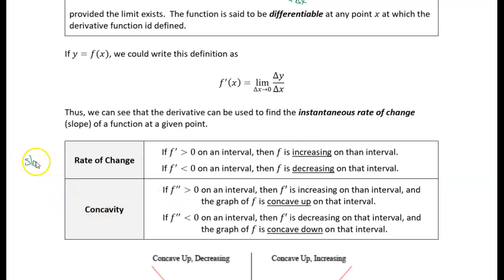All right, so slope. That's important to think of the derivative as being the slope at any given point. Now, if we take the derivative of the derivative, we get the second derivative, okay? And that tells us how the slope is changing with respect to change in the variable x, right? So that tells us something about the concavity, all right?